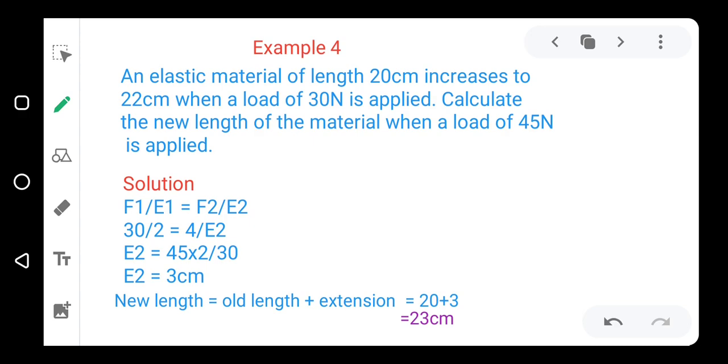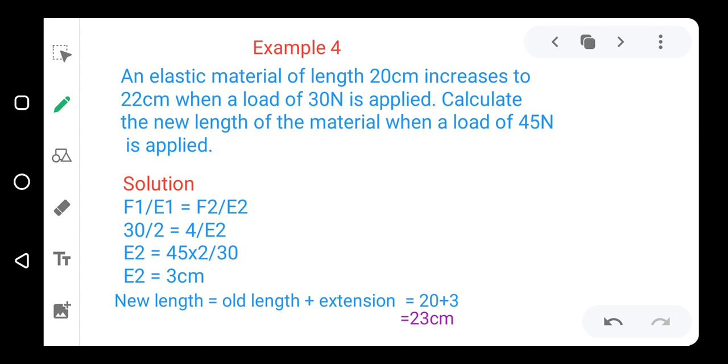So when you are given the length of the material, you find a way to get extension from it in order to use the extension and solve your problem. If you use the length given to you, you may not get the answer. It is the extension that we consider in Hooke's law. And what is an extension? An extension is the increase in length of a material.